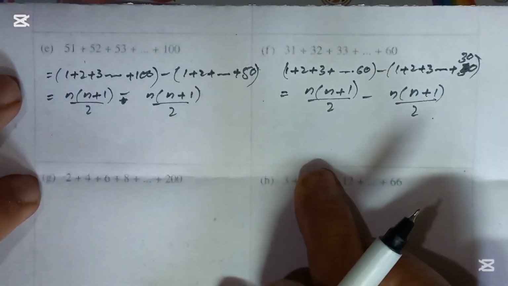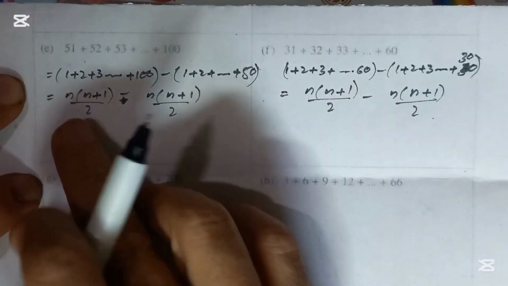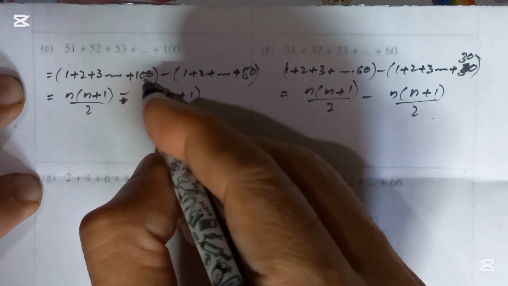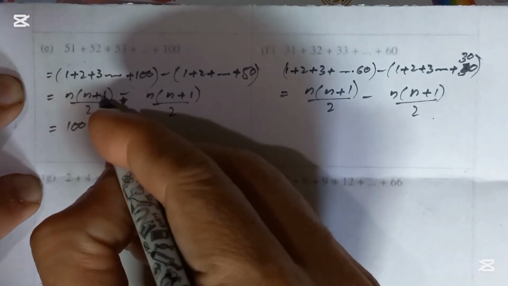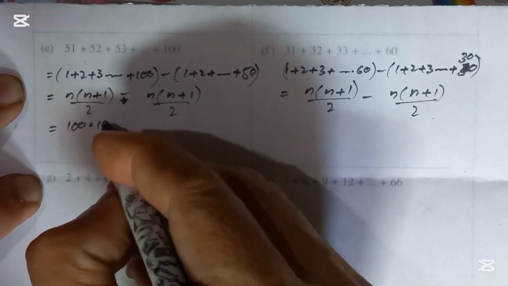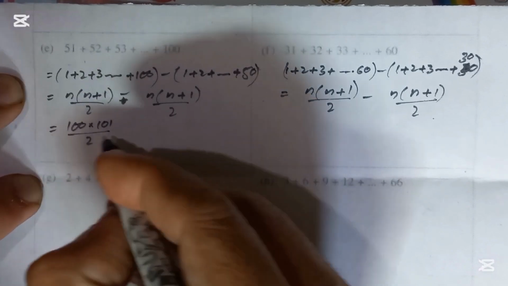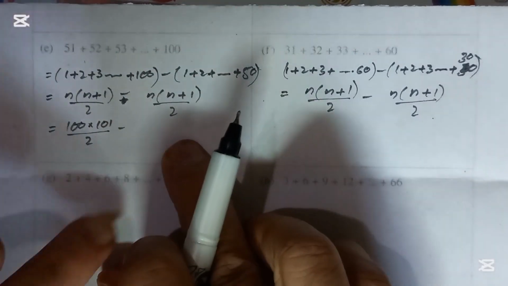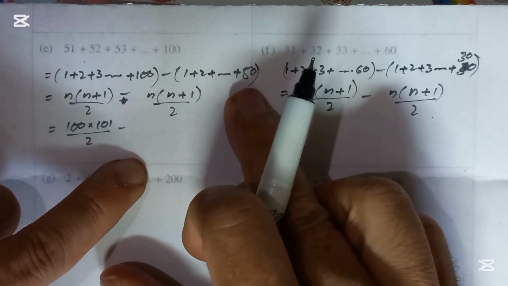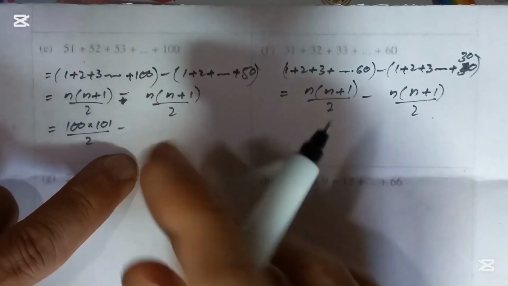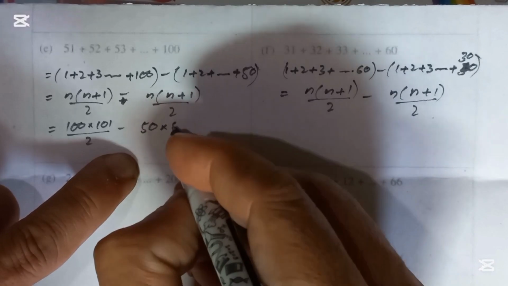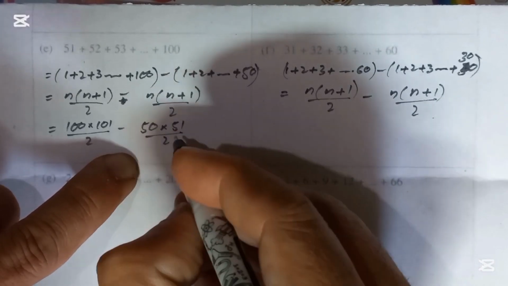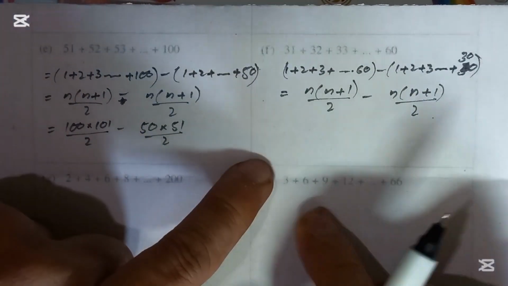So here, n is actually the total number of terms. 100 terms are in this bracket, so n will be 100, and n plus 1 will become 101, divided by 2, as it is. In this bracket you can see natural numbers are up to 50, so n will be 50, n plus 1 will be equal to 51, divided by 2, as it is.